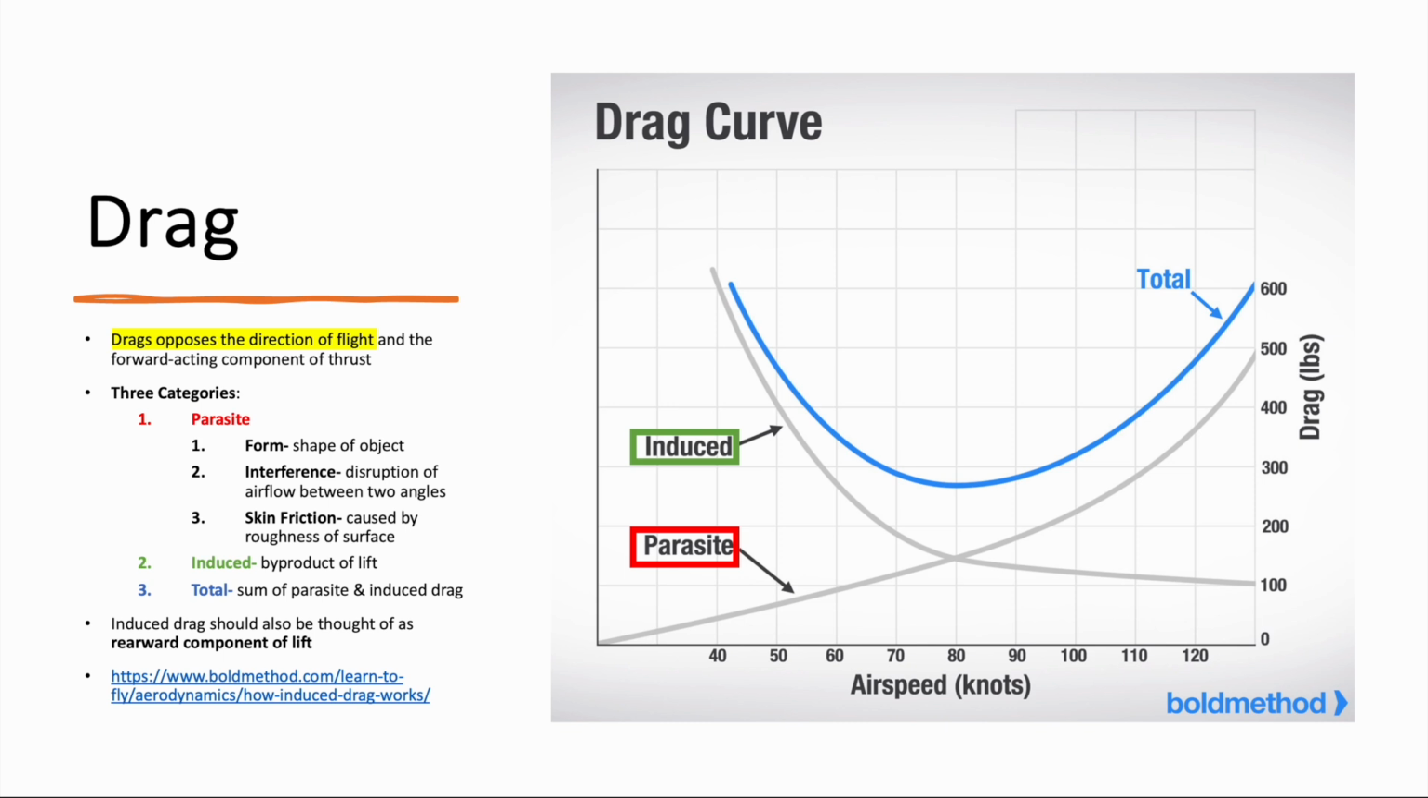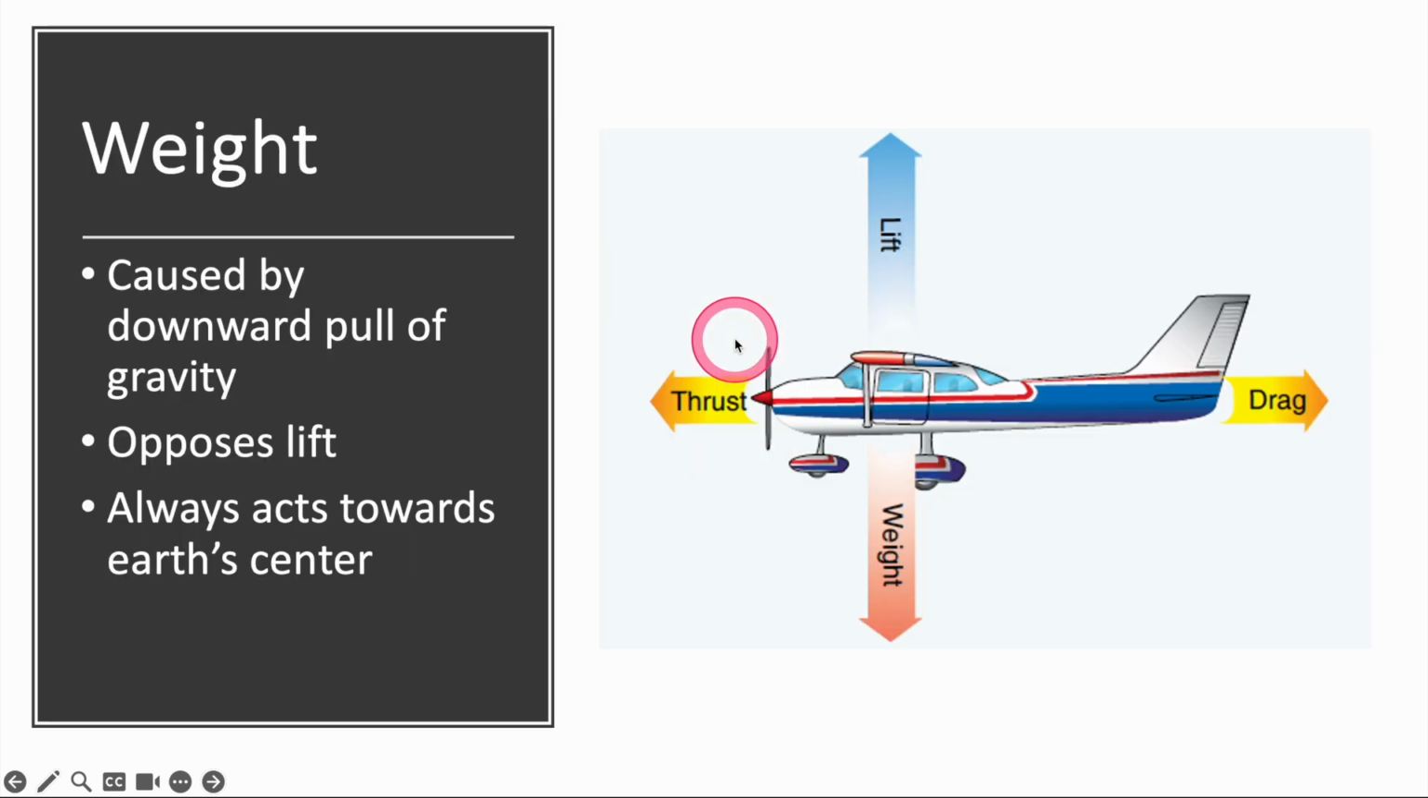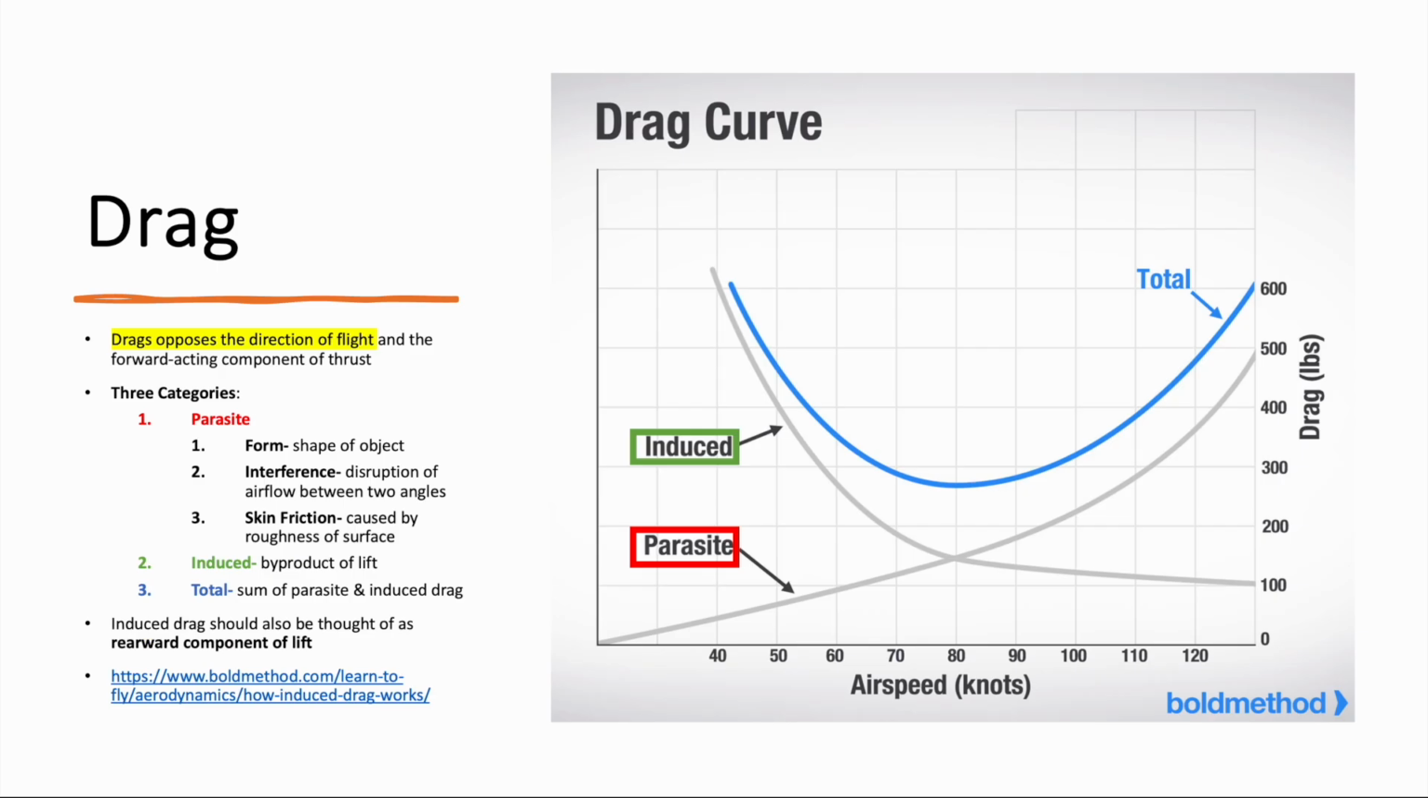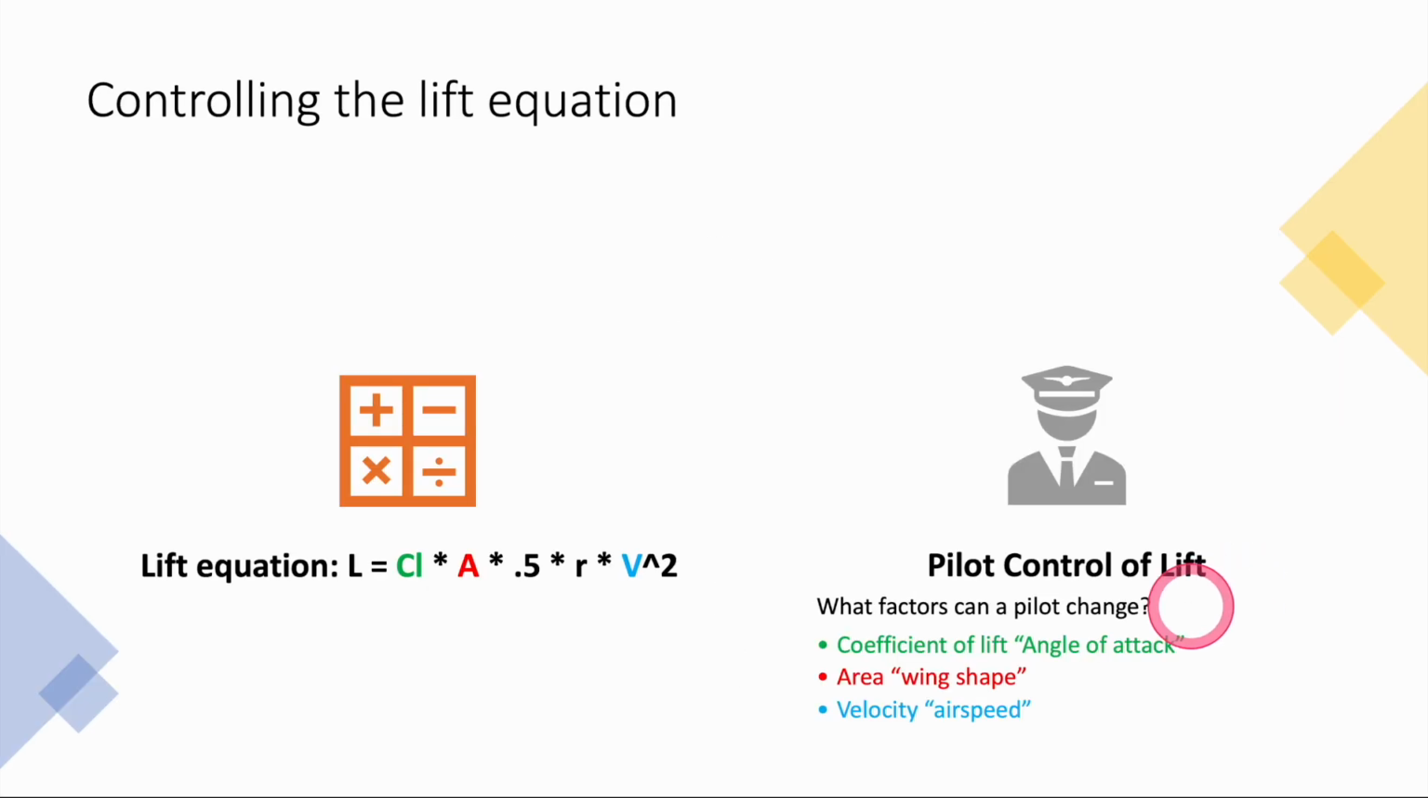I'll let someone else answer it. Can you repeat the question? Yeah, why do you think that induced drag decreases with airspeed? If we increase velocity, that means we can also decrease angle of attack, and so we're reducing that downwash angle. It means we're producing less induced drag. Oh, okay. So less resistance.